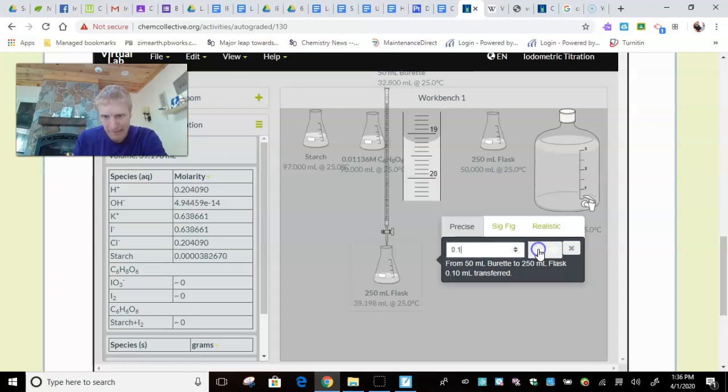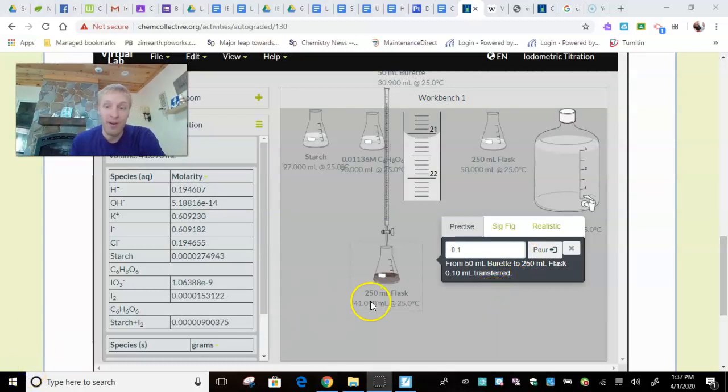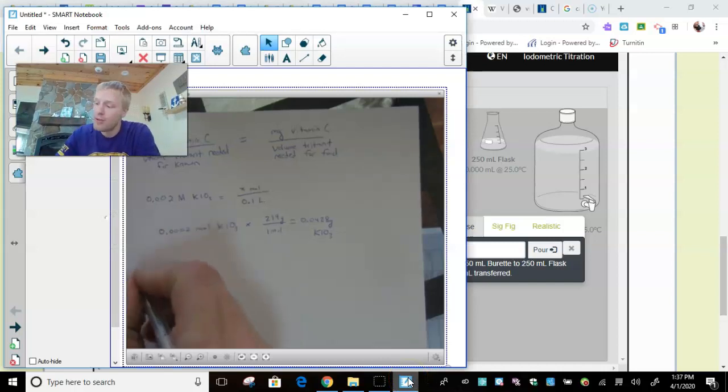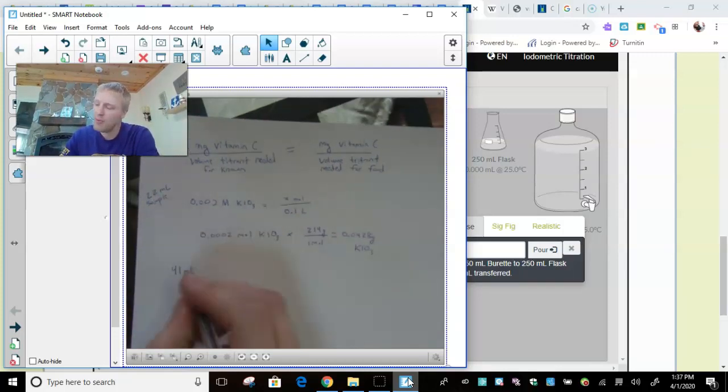Okay. And I overshot it by one, so I'm going to subtract 0.1. All right, so I have 41.1 essentially, so I'm going to just record 41. So I've got 41 milliliters, but remember we said 22 milliliter sample? So I've got to subtract 22. So that's 19 milliliters, and that's pretty good because that's what I got last time. All right, so we're going to hold on to that.